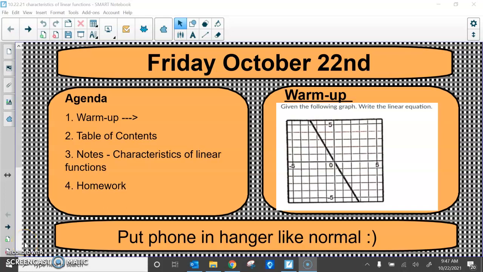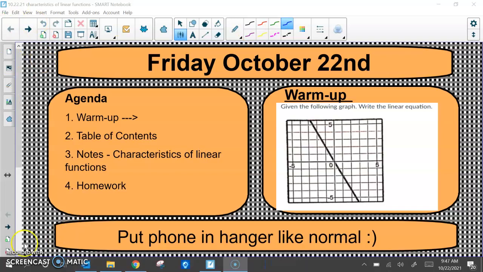Okay, so today we're doing characteristics of linear functions. The warm-up you guys had was, given this graph, write the linear equation. When you're finding the equation, it's y equals mx plus b. So you need the slope, which is the m, and the y-intercept, which is the b.